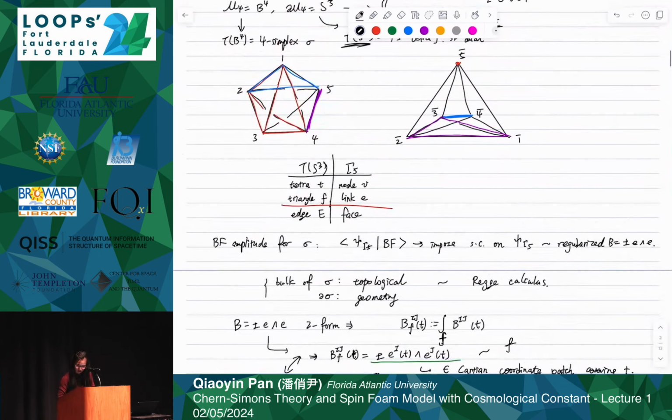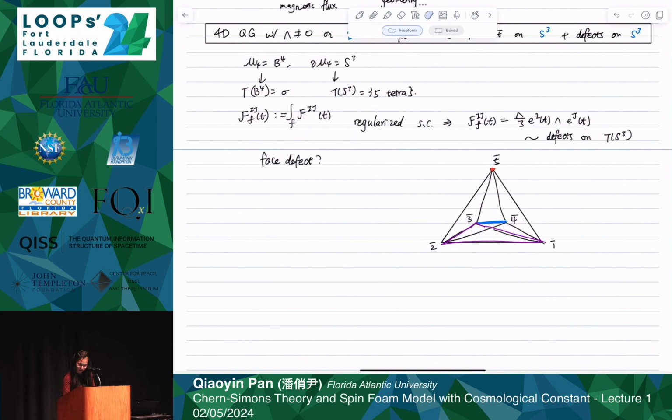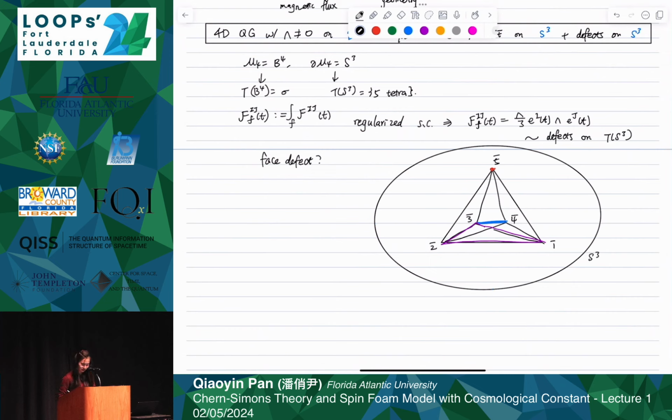So let me copy this graph here, and I want to embed this gamma 5 graph into a three-sphere. I would denote this to be a three-sphere, and this is the gamma 5 graph. So I embed my gamma 5 graph into a three-sphere, and then I will impose the simplicity constraint on the links of the gamma 5 graph. Then after I do that, I can always take the dual picture and interpret it as the defect imposed on the triangle. Okay?